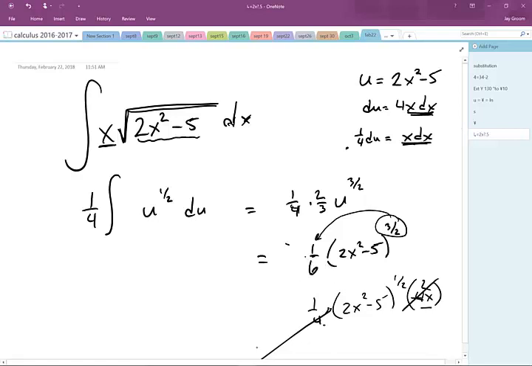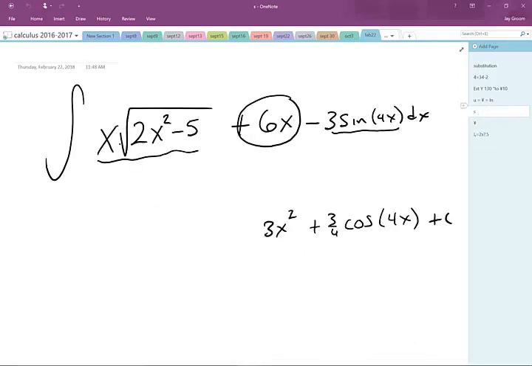And so again, back to that previous page, it's going to be 1/6 times 2x squared minus 5 to the 3/2 plus this, plus that, plus that. And that's your final answer. Always remember you can break it into pieces. Just break it into pieces.